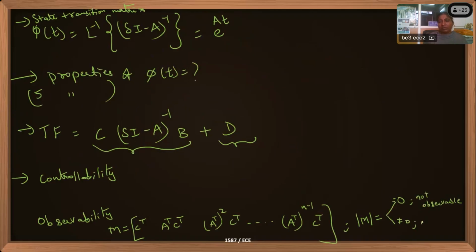If it is not equal to 0, the system is observable. Okay, the A, B, C, D matrices will be given. You know how to multiply and how to calculate the transpose and all.